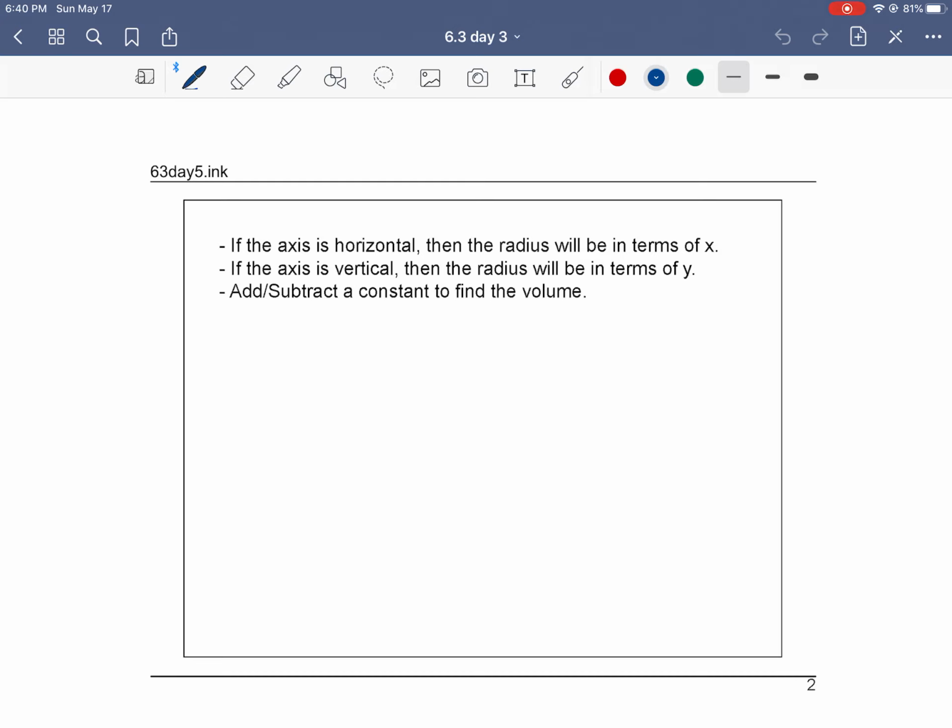We always would add or subtract a constant to find that volume. And when I'm talking about adding or subtracting a constant, that means if the axis of rotation has shifted, did the radius get smaller or did it get bigger based on that shift?